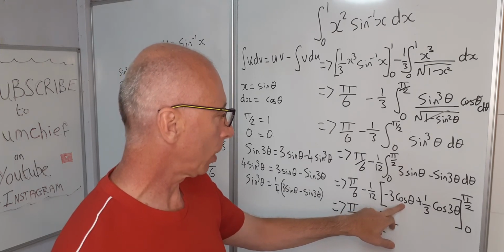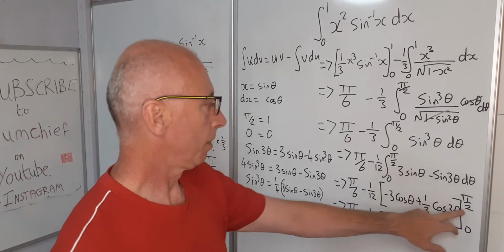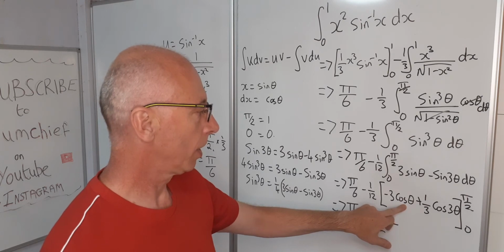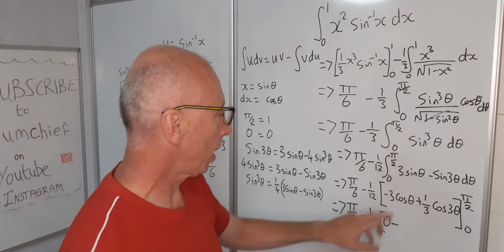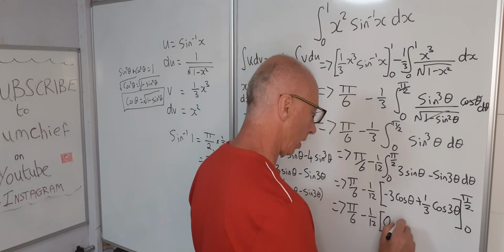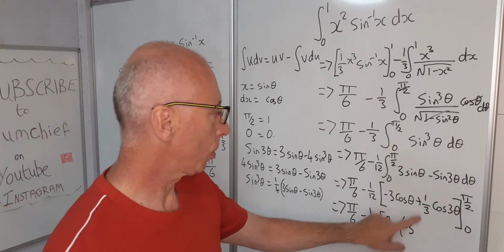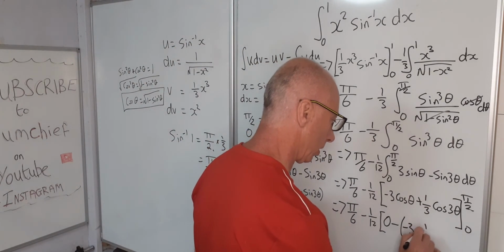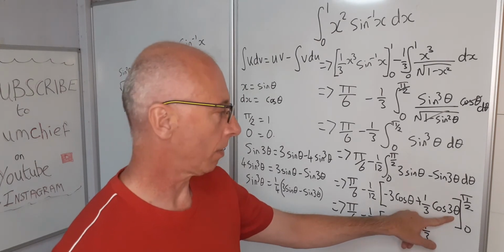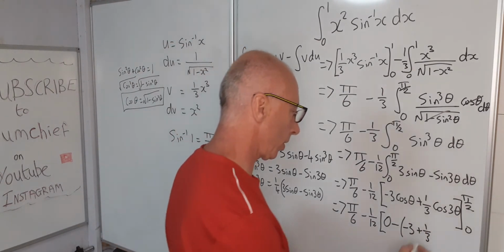Sorry, cosine of 0 is 1, not pi over 2. I was thinking of pi over 2. So cosine of theta is 1 when it's 0. So minus 3 times 1, so that's minus 3. So we've got minus 3 plus 1/3. Cosine 3 times 0 is still 0. So cosine of 0 is still 1 times 1/3, so it's just 1/3.